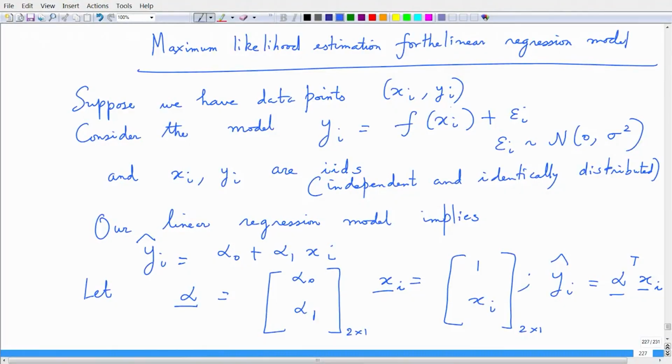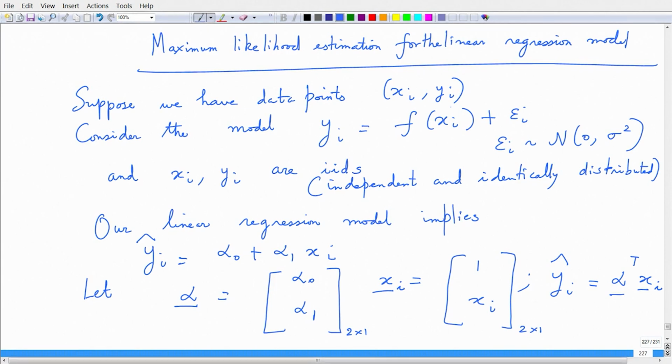We considered the least squares formulation for the linear regression problem, and I mentioned to you that we can have alternative metrics. One such metric would be the maximum likelihood estimation of the parameters given the data. So, let us see how we can estimate the parameters for the linear regression model.